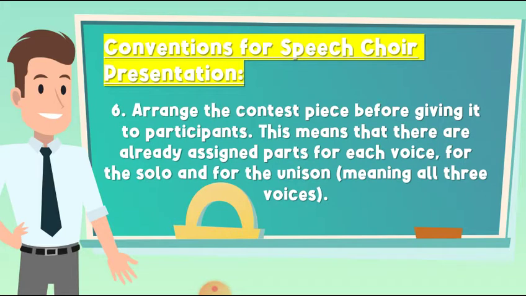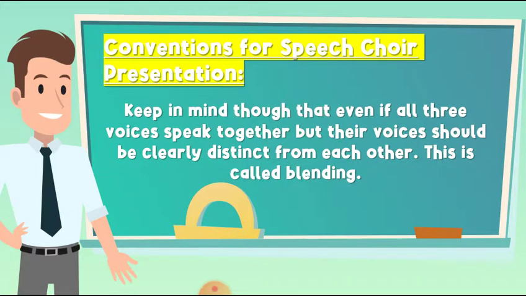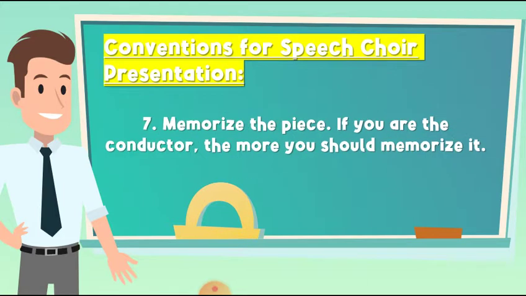Sixth, arrange the contest piece before giving it to participants. This means that there are already assigned parts for each voice, for the solo and for the unison, meaning all 3 voices. Keep in mind too that even if all 3 voices speak together, their voices should be clearly distinct from each other. This is called blending.